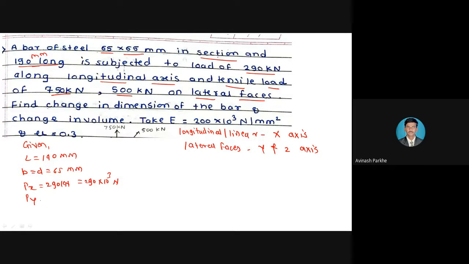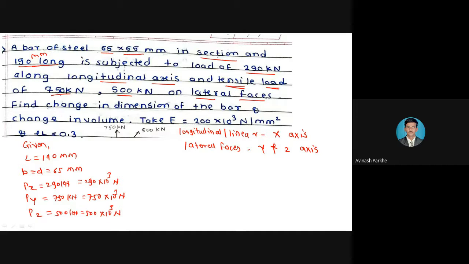Therefore, Py is equal to 750 kilonewton, 750 into 10 raised to 3 Newton, and Pz is equal to 500 kilonewton, which is 500 into 10 raised to 3 Newton. All are tensile. For the 290 kilonewton they have not used the word tensile or compressive; if it is not mentioned, we can consider it as tensile. But for 750 and 500 kilonewton on the lateral faces they have used the word tensile load, so Py and Pz are also tensile. Okay, so these are the given parameters.